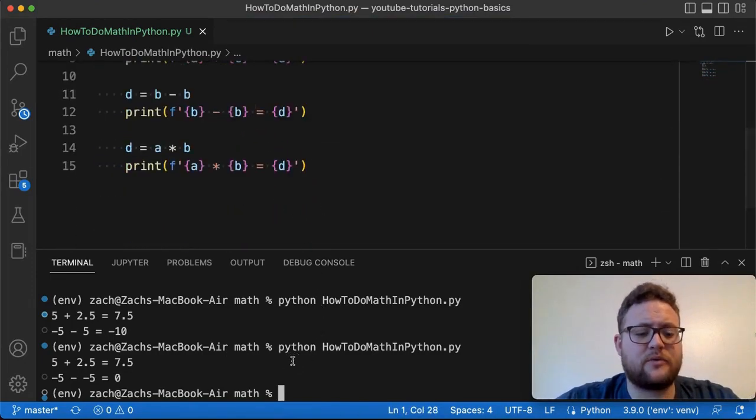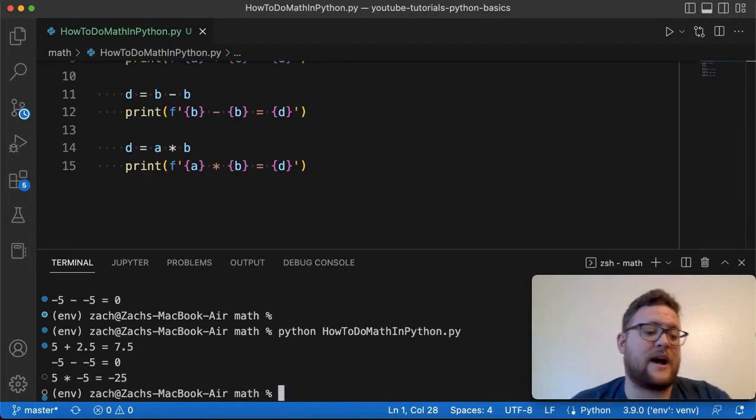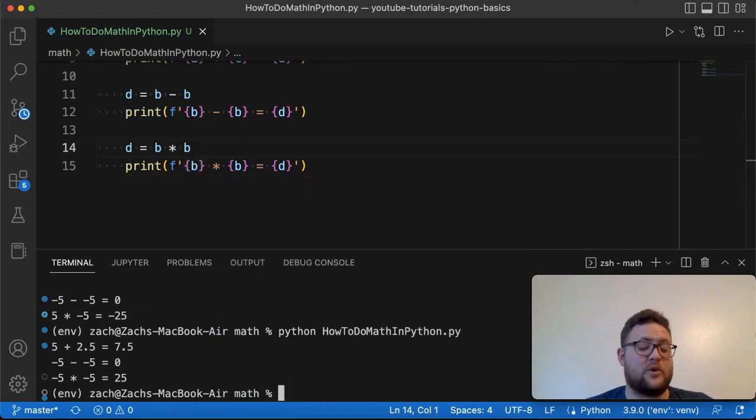If we run this, what we're essentially going to see is a times b is going to equal 5 times negative 5, which is going to be equal to negative 25. So again, those negative rules apply. A negative times a positive is going to be a negative. And if I change this to a b and I rerun this, so b times b, negative times a negative is going to be equal to positive. So those same math rules are still applying. This is just the syntax I want to show you.